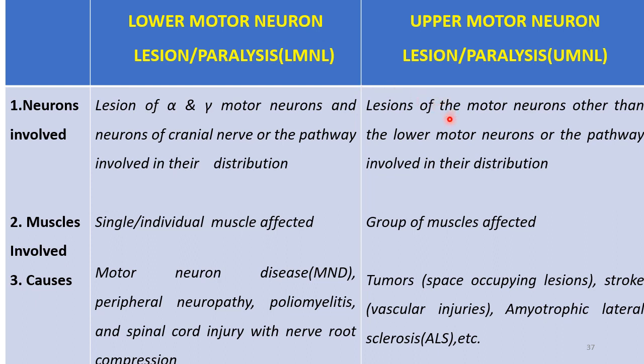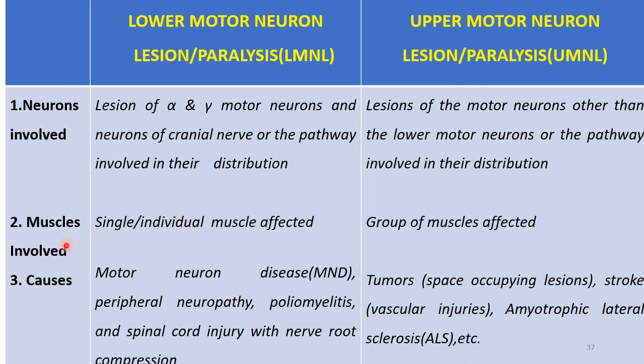While in the case of upper motor neuron, whenever there is a lesion of the motor neurons other than the lower motor neurons, or the pathway involved in the distribution or connection between the upper motor neuron and the lower motor neuron, we get the lesion which is called upper motor neuron lesion. Now again, what is the upper motor neuron lesion? The lesions of motor neurons other than the lower motor neurons, or the pathway involved in the distribution or connection between the upper and the lower motor neuron. When it is deranged, disrupted or affected, it leads to upper motor neuron lesion or paralysis.